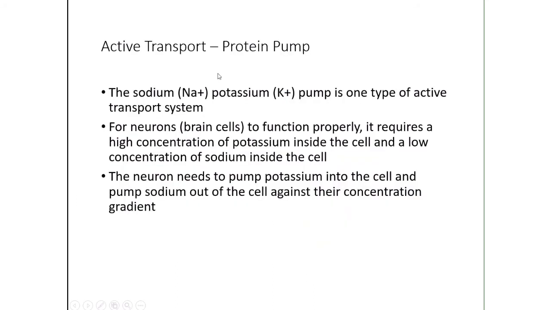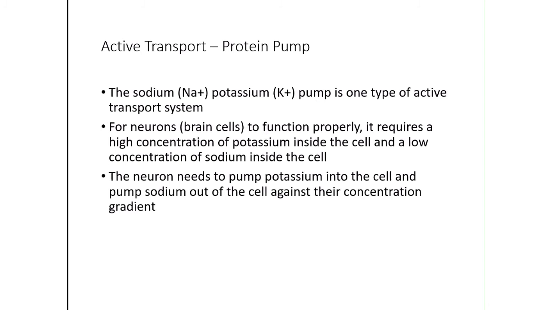In active transport, one example would be what's called a protein pump. The protein pump involves a membrane protein that will use ATP to pump various things against their concentration gradient. An example of an important protein pump is the sodium-potassium pump. The sodium-potassium pump is important for maintaining the normal conditions for your neurons, your brain cells, to function properly.